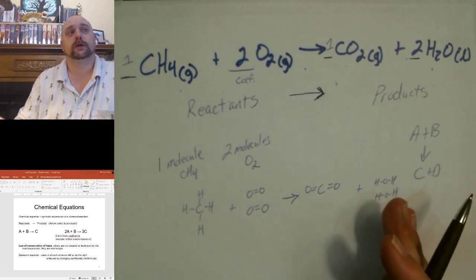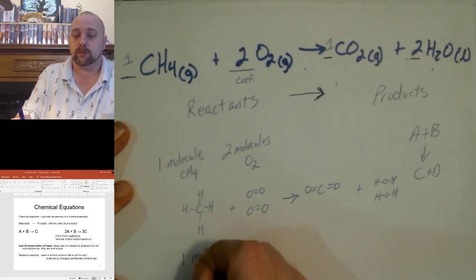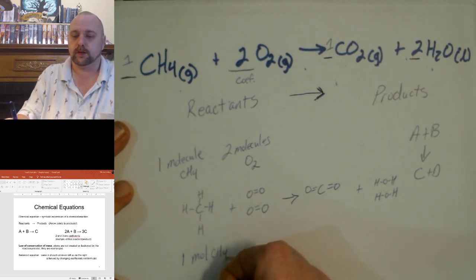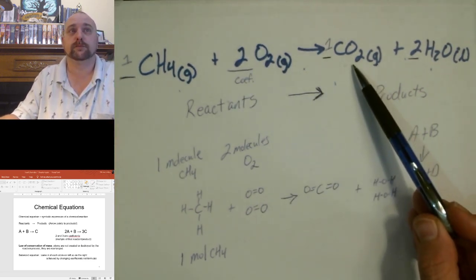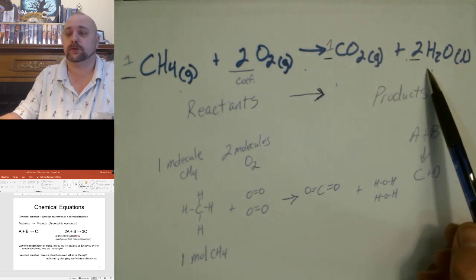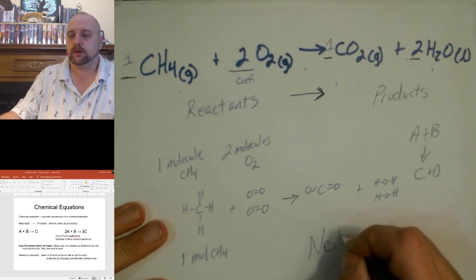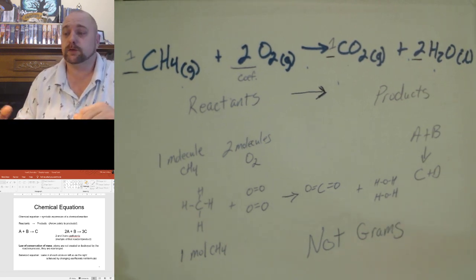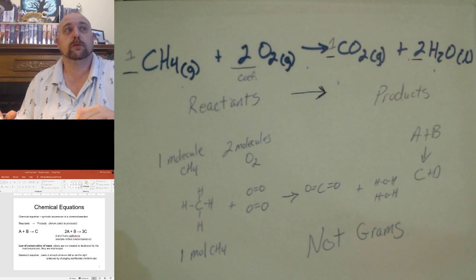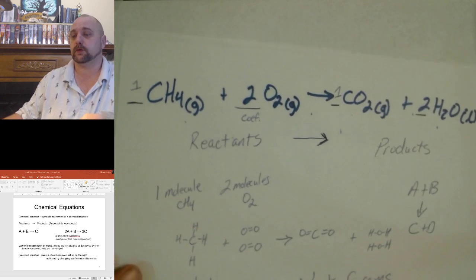Now you can also get the mole-to-mole relationships. So this is also saying 1 mole of CH4 reacts with 2 moles of O2, to produce 1 mole of CO2 plus 2 moles of H2O. What you cannot do is grams. You cannot read those coefficients to give you the gram relationships. Only mole to mole or atom to atom, molecule to molecule. Never grams.